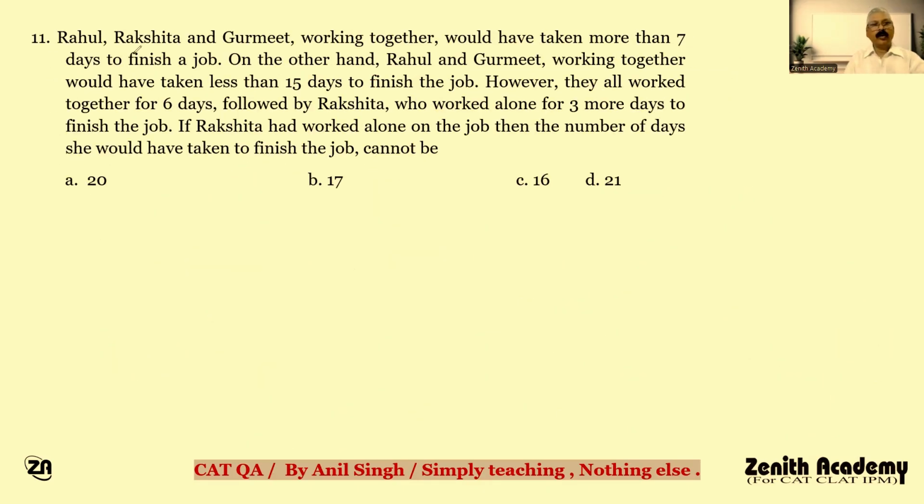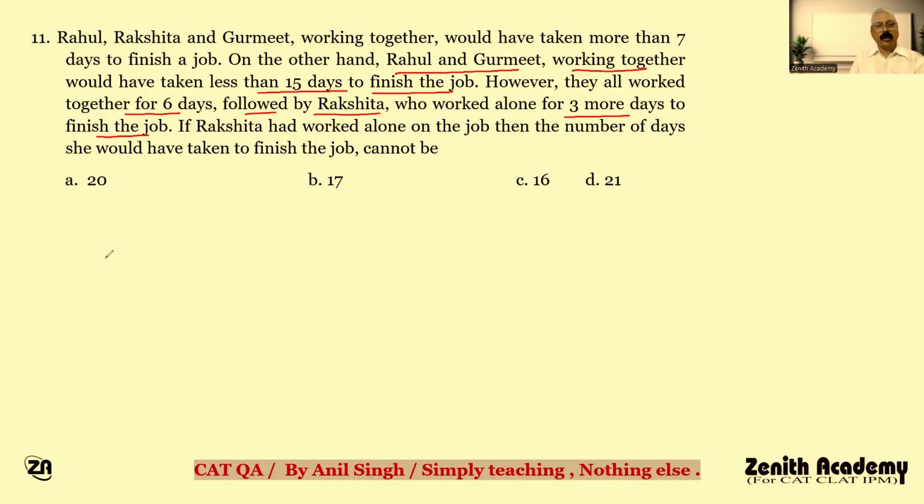This question is: Rahul, Rakshita, and Gurmeet working together would have taken more than 7 days to finish the job. On the other hand, Rahul and Gurmeet working together would have taken less than 15 days to finish the job. However, they all worked together for 6 days, followed by Rakshita, who worked alone for 3 more days to finish the job. If Rakshita had worked alone on the job, then the number of days she would have taken to finish the job cannot be.